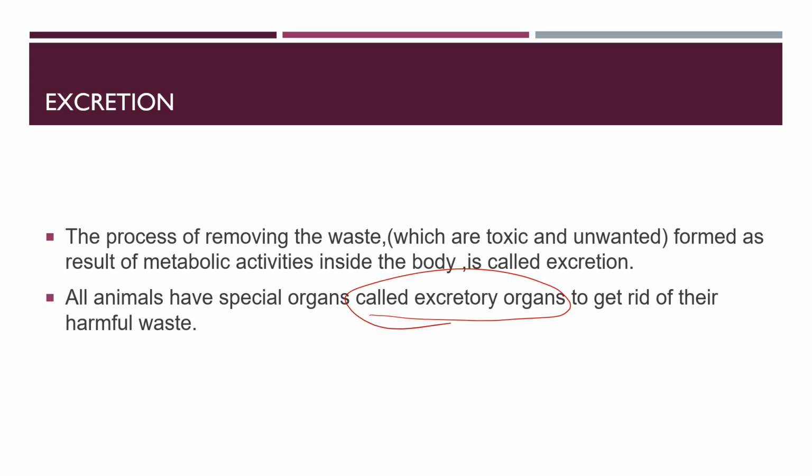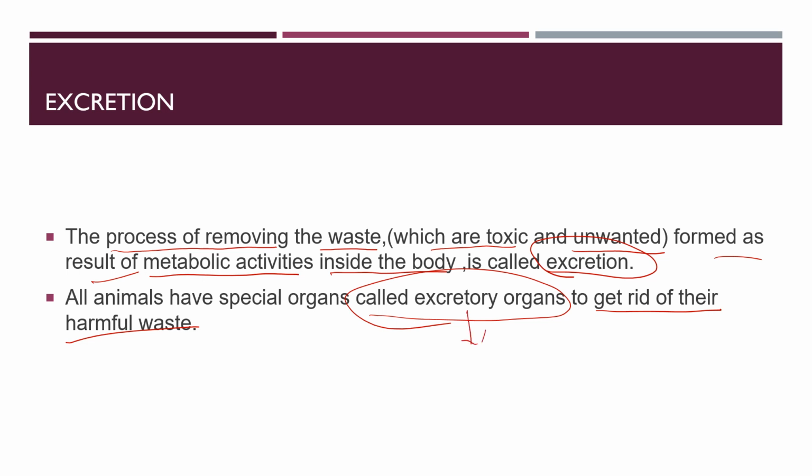That is, they help us to get rid of our harmful waste. These organs remove the products which are harmful for our body, and the process of removing the unwanted or harmful substances formed as a result of metabolic activities inside the body is called excretion. Is it clear? So the process of removing the waste which is toxic or unwanted for our body, formed as a result of metabolic activities inside the body, is called excretion. All animals have special organs for the removal of these toxic substances from our body. These are called excretory organs.